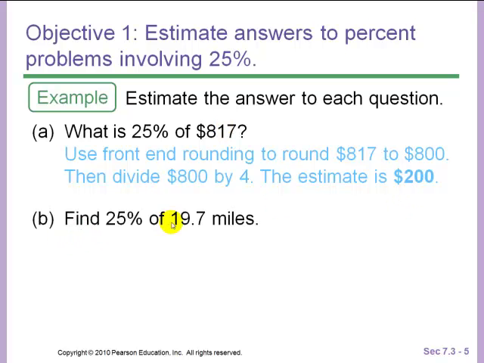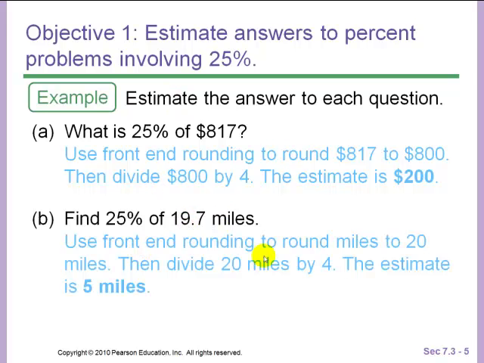Find 25% of 19.7 miles. Again, we are estimating. Use front-end rounding. 19.7 miles is about 20 miles. Divide 20 by 4, and we get an estimate of 5 miles. Or do half of half. Half of 20 would be 10. Half of 10 would be 5.